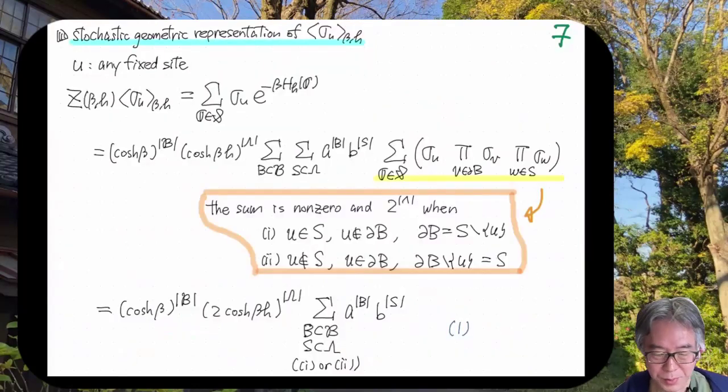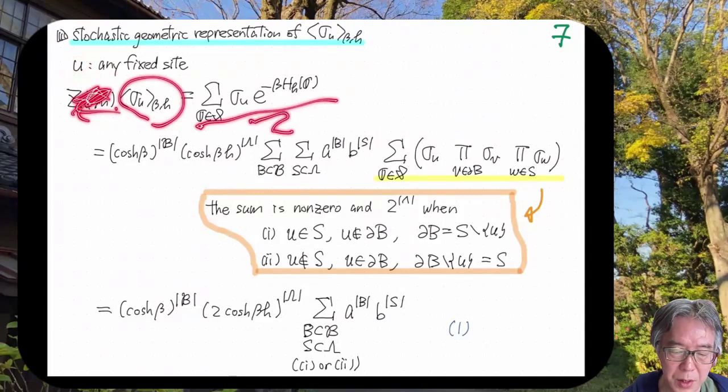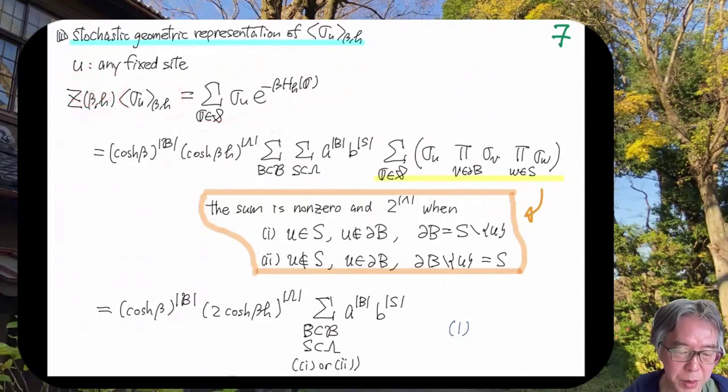Now I want to go into a stochastic geometric representation of the desired quantity, this expectation value. This is basically the same but slightly more non-trivial. Here I will fix any site u in the lattice and consider this quantity. Of course this is the quantity we want to treat, and this is defined by this thing divided by Z. But here I want to consider this unnormalized expectation value, which is easier to treat for the moment. So Z times the sigma expectation value is written in this way.